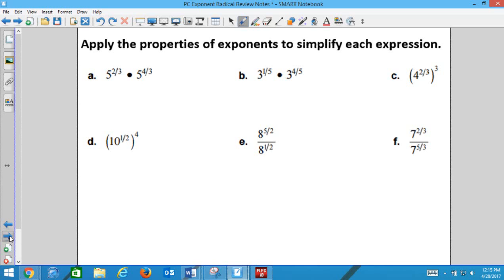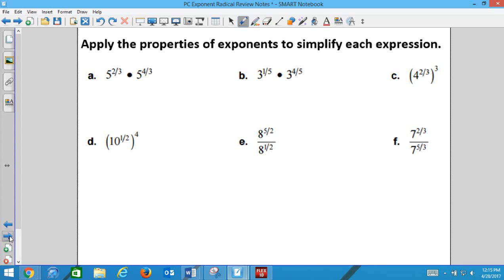It's more important, not that you know the name of the property, but that you know how to do each property. So this first one, we have 5 to the 2/3 times 5 to the 4/3. When we have the same base and we are multiplying, what do we do to the exponents?